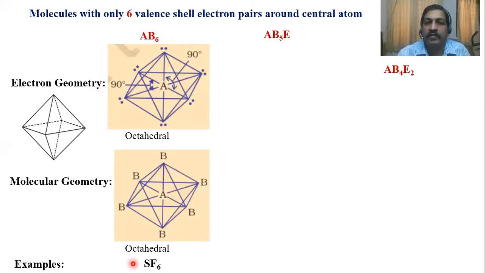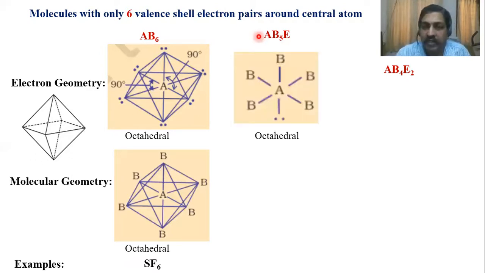Now let us look at AB5E type of molecule. So the electron geometry is again octahedral. For a given number of valence shell electron pairs around the central atom, the electron geometry is fixed. So if the number of valence shell electron pairs around the central atom is 6, the electron geometry is octahedral, whether it is AB6 type or AB5E type or AB4E2 type. The electron geometry will be same, it is octahedral.